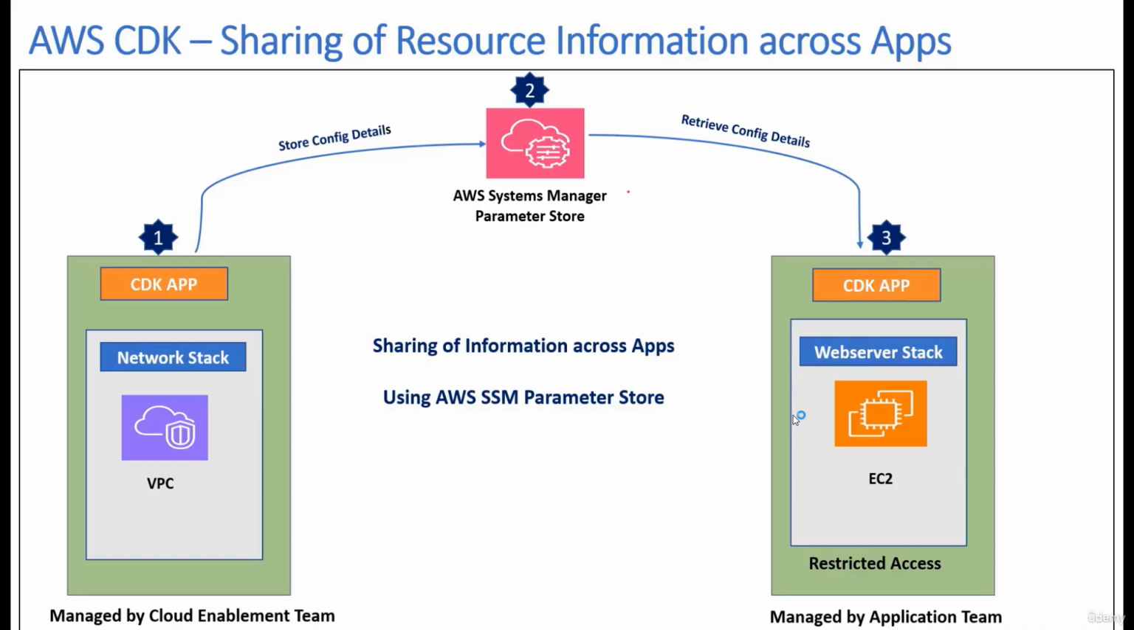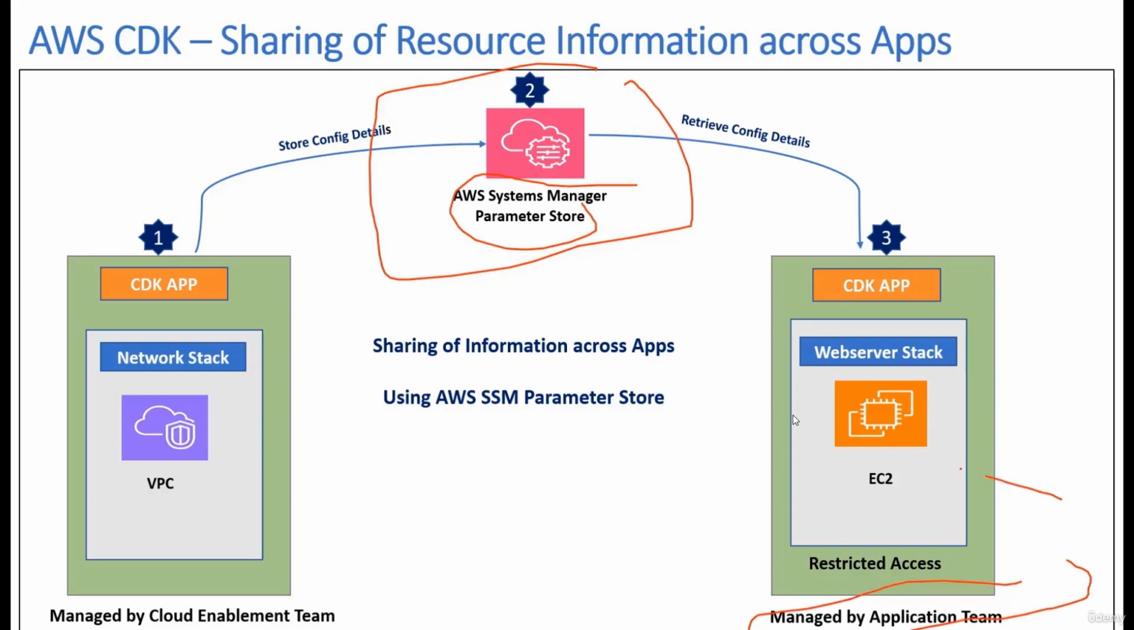Since we're going to create this AWS SSM parameter store as another CDK app, this will be a different CDK app. Then finally, we are going to assume that we have an application team which wants to deploy an EC2 instance. And for creating this EC2 instance, it will need a VPC and subnet. And that information it is actually going to get from this AWS parameter store. And again, this is another CDK app. So this is how we're going to learn how to share resources and information across three different apps.